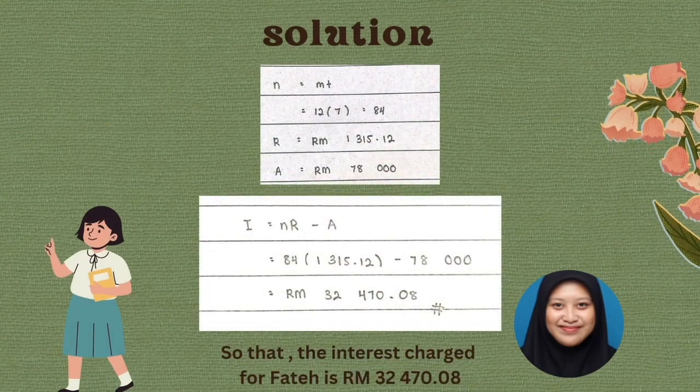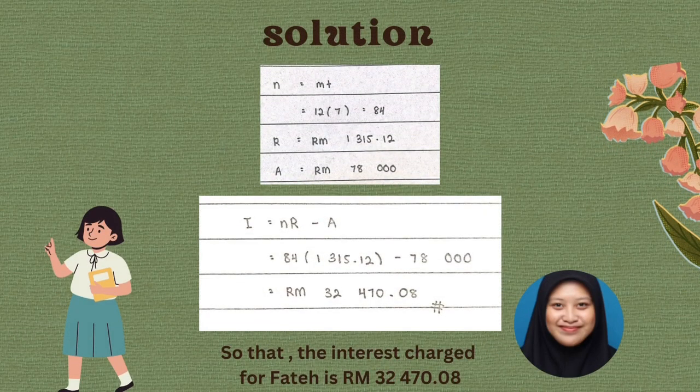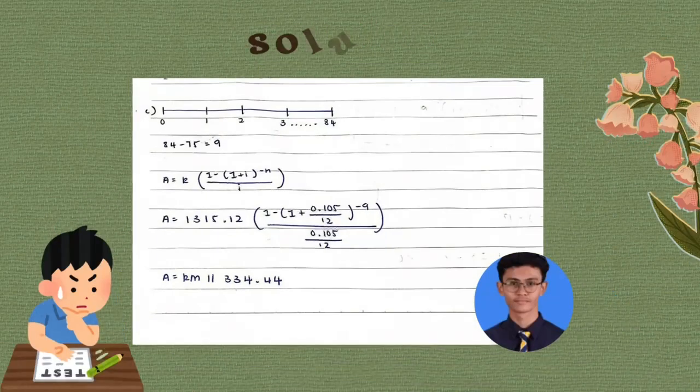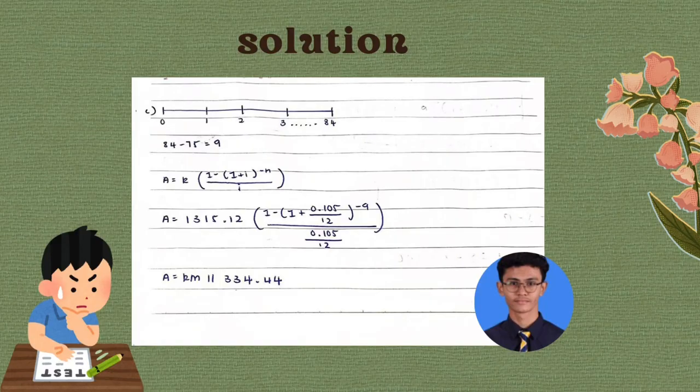Next, let's do question 4B. The question is to calculate the interest charge. Firstly, we need to use the formula I equals N multiplied by R minus A. After that, you need to substitute all the information into the formula. I equals 84 times 1,315.12 minus 78,000. And then you will get the answer, which is 32,470.08. So the interest charge for Fateh is RM32,470.08.